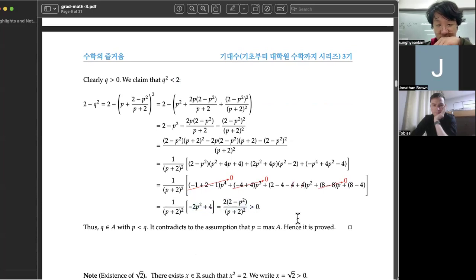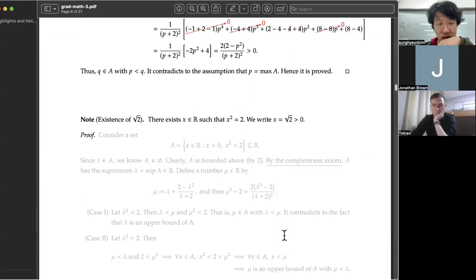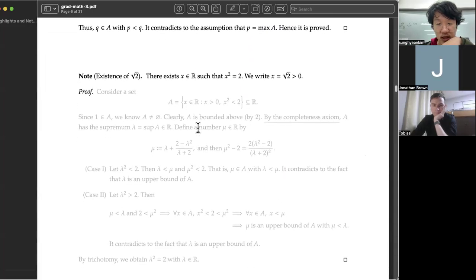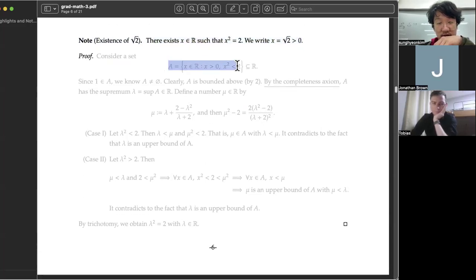So it exists, so there is no upper bound. Here we now prove the existence of root 2. We can prove it by showing there exists x which is a real number such that x squared equals 2. Then we can consider a set of x such that x squared is smaller than 2.